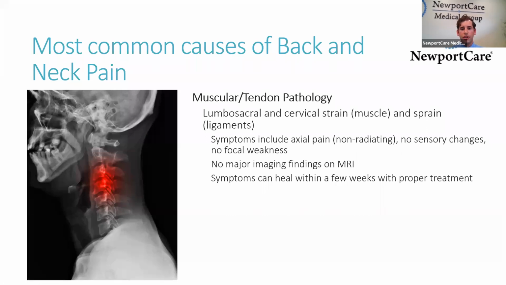Symptoms of sprains and strains are typically axial in nature, which means that they just stay in the neck and back. They don't typically go to the limbs. We don't typically see any sensory changes in the arms and legs, and we don't typically see any weakness of any muscles. We also, in pure sprains and strains, don't see any major findings on the MRI. And symptoms can typically heal within a few weeks with the proper treatment.